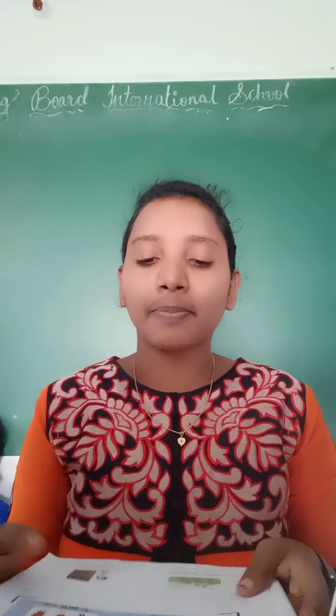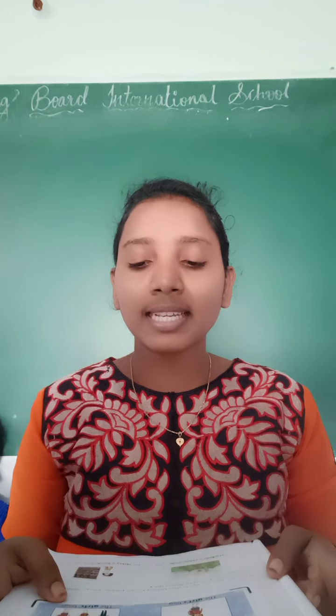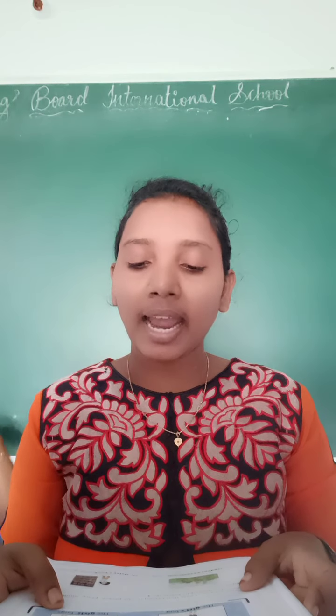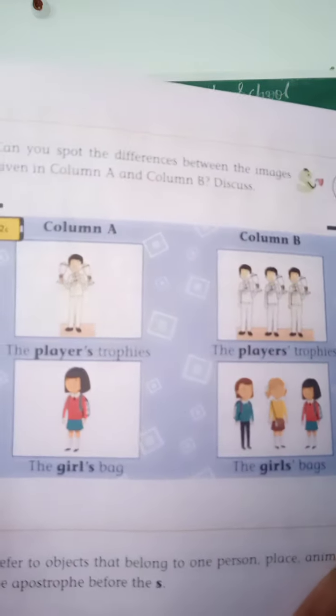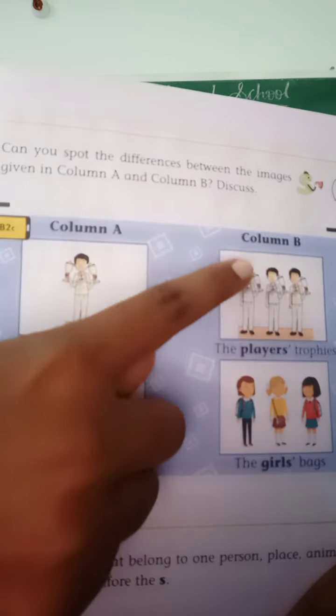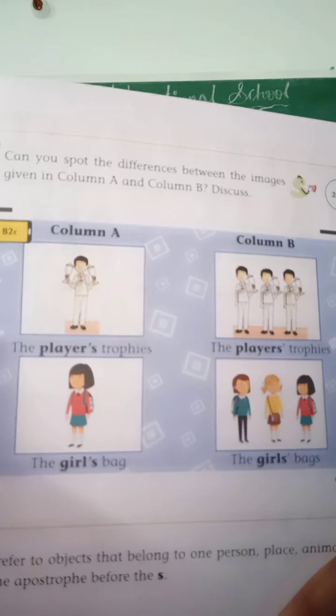Now coming to the next page. Can you spot the differences between the images given in column A and column B? Discuss. Here they have given the pictures. Now, children, see the pictures in column A and column B. Now read this sentence.